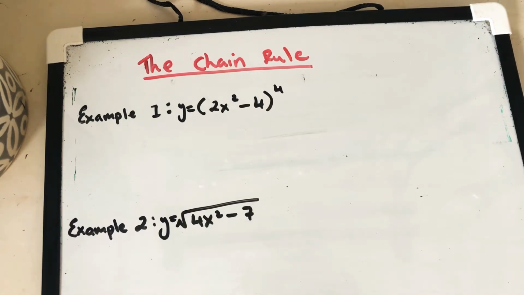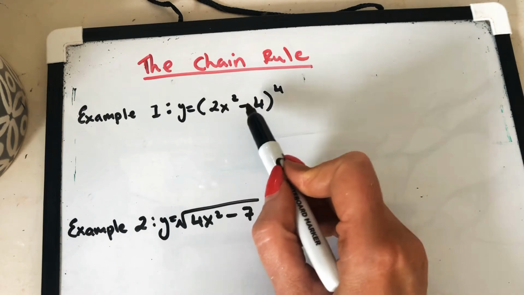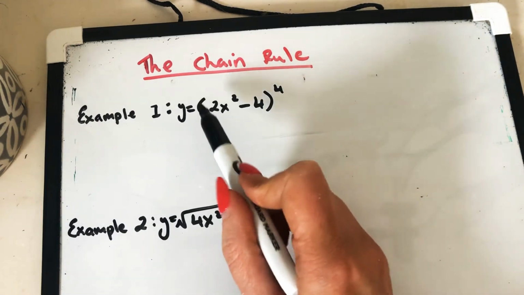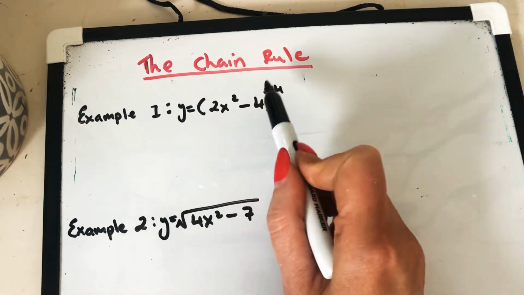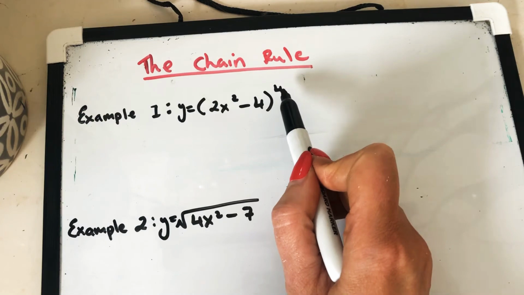In this video we're focusing on the chain rule, and of course the chain rule is part of differentiation within calculus. So we'll begin by looking at example number 1. We have y is equal to (2x squared minus 4) all to the power of 4. So to identify a chain rule, you will see a function within a bracket and it is usually to a power. This power of course can be a negative number, it can be a whole number, it can be a fraction.